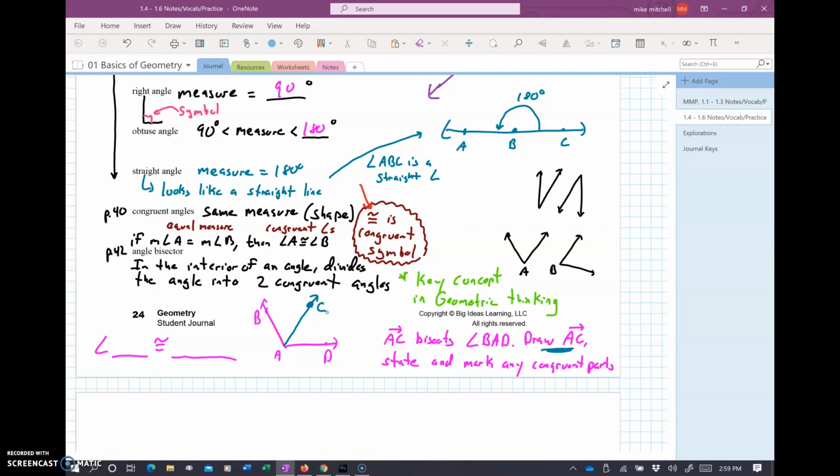State and mark any congruent parts. Well, I'm going to mark my congruent parts first. Well, I know that this angle is congruent to this angle. Okay? That didn't mark real well. So I'm going to write those out. Now I'm going to state it. That's what's going over here. So I have angle. I'm going to trace them out here.